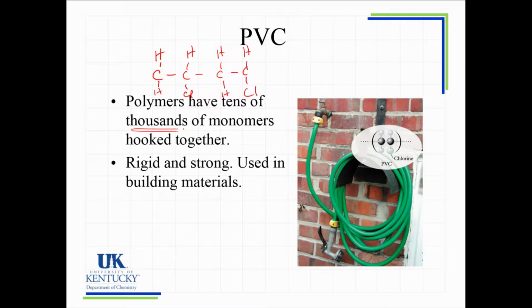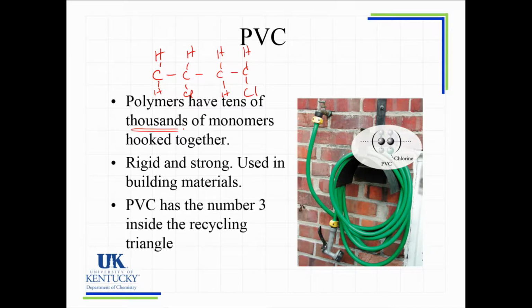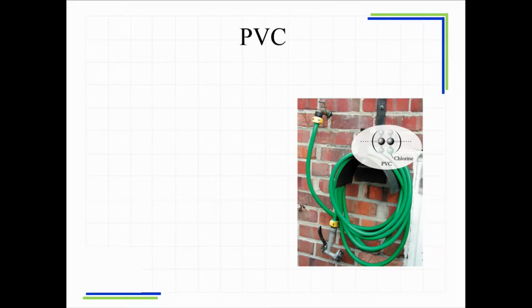Like I said, this is in building materials. These are in piping that they used in water that's going to your sink or coming away. In that recycling triangle that we see, it's going to have the number 3 in it. So when you see that 3 on anything that you're dealing with, that is PVC. You have to have a source of recycling for that, but that's the PVC.